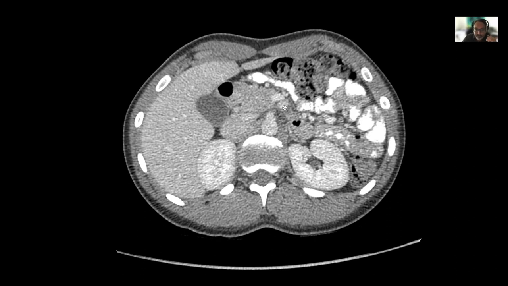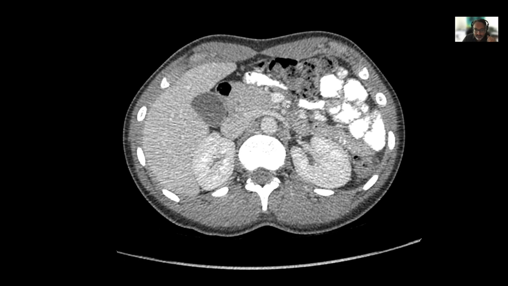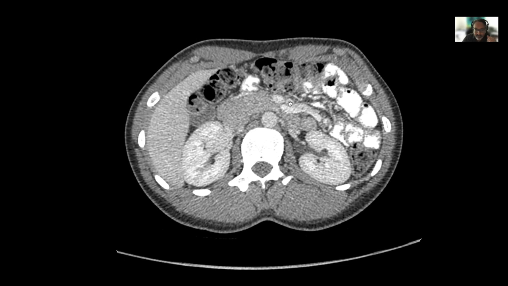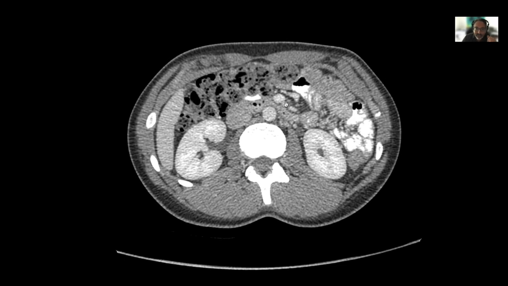So there's another branch of the superior mesenteric artery that is the right colic artery, which I can't see here also. So at your workplace, if you are lucky and you see an angiogram of the abdominal vessels, then you can follow them and you should be able to see these branches.